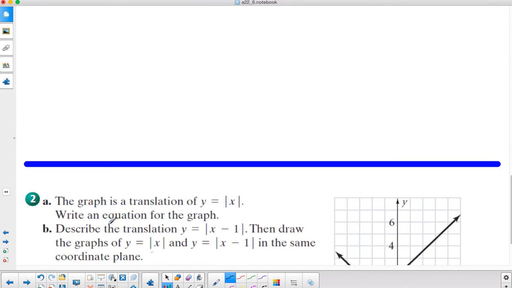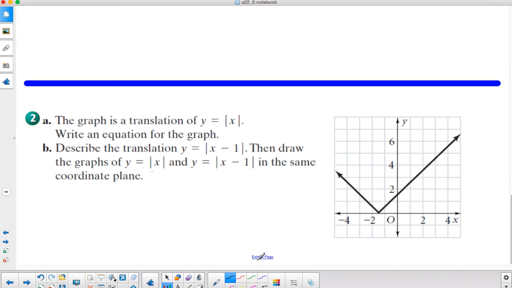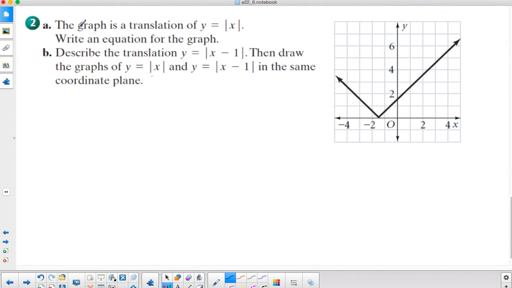All right, let's take a look at the quick check just to help make sure we get this hammered home. A, the graph is a translation of y equals absolute value of x. Write an equation for the graph. Well, that's easy-ish, right? This is -1.5. If we have that this is -1.5, pretend that's pointing at the vertex right here, or 1.5 to the left, we know that since it went to the left, it has to be a positive number, so we have the absolute value of x plus 1.5.